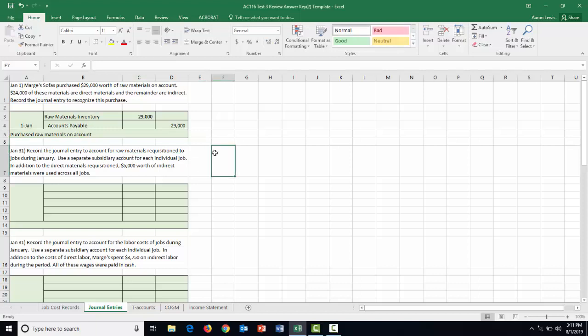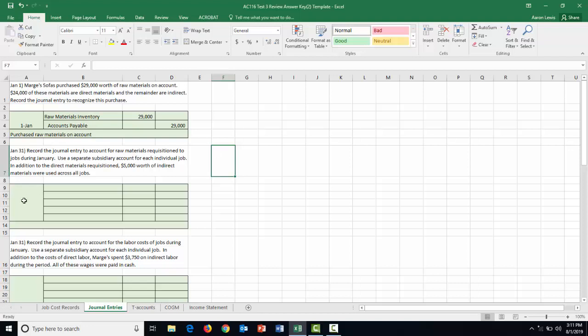I know that in this description it says that 24,000 were direct and the remainder were indirect, even though we're putting 29,000 in raw materials. It doesn't matter if it's direct materials or indirect materials. It all goes into raw materials, but the difference between the two we're going to need later when we do our financial statements. But for now, we're done with that first entry for the purchase of raw materials.